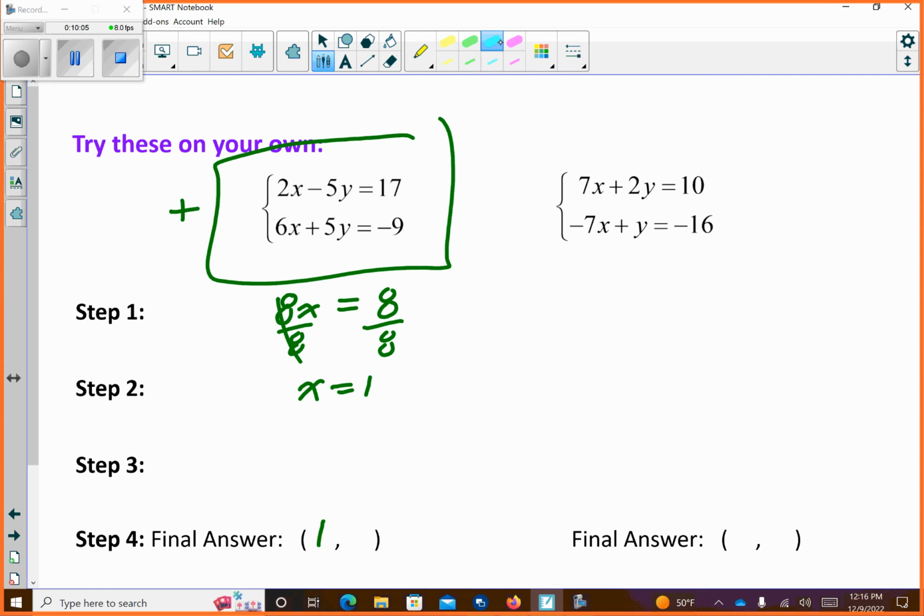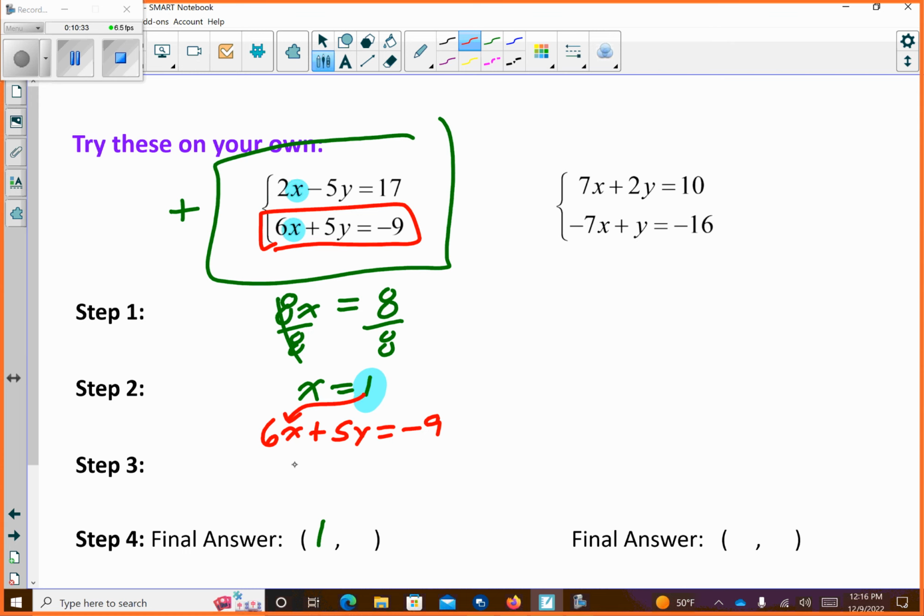Let's highlight this. Do blue this time. So that x value, I'm going to plug either into the top or the bottom. It becomes just a matter of choice which one you want to plug it into. It doesn't really matter. It's going to be the same answer on both. Bottom? All right, we're going to take this bottom equation. I'm just going to rewrite it down here. This x value is going to go in there. So 6 times 1 is 6, plus 5y is equal to negative 9.